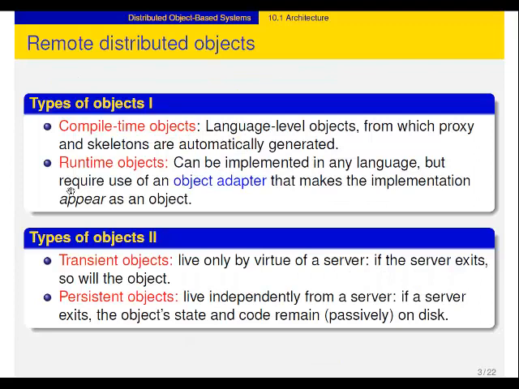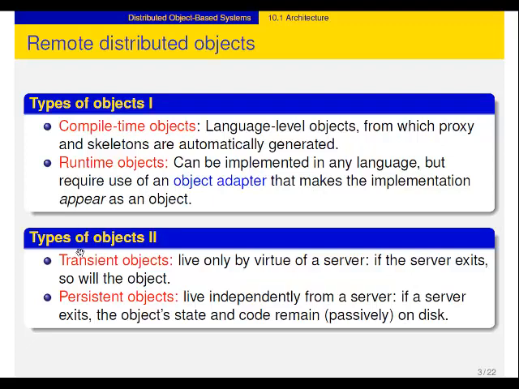Now, if you talk about objects, and this is a surprisingly nasty slide, actually. You can have compile time objects, Java, C++, whatnot. Language-level objects: you take that stuff, notably the interface specifications, and you generate your stubs, okay? But you can also have runtime objects, and this is where it gets a bit nasty. They can be implemented in any language, but they require the use of a so-called object adapter, and I'm going to try to explain what that is, that makes the implementation appear as an object. You have to keep this in mind a bit. I'll come back to the runtime objects in just a minute.